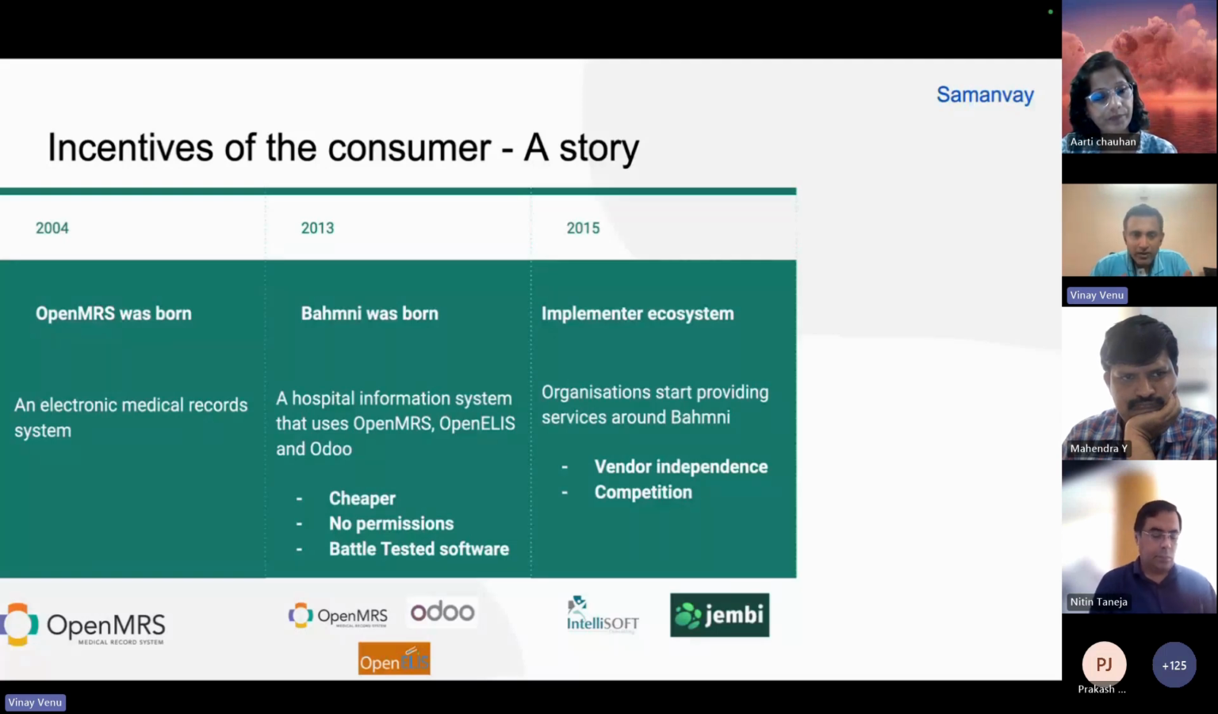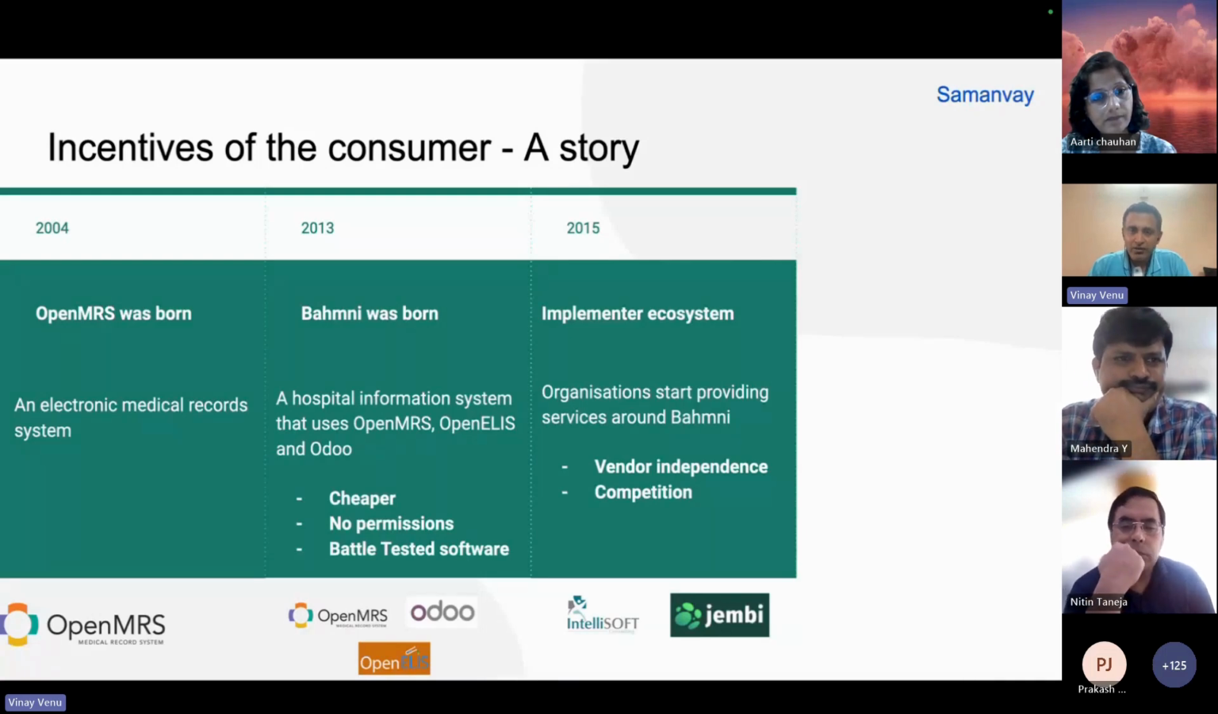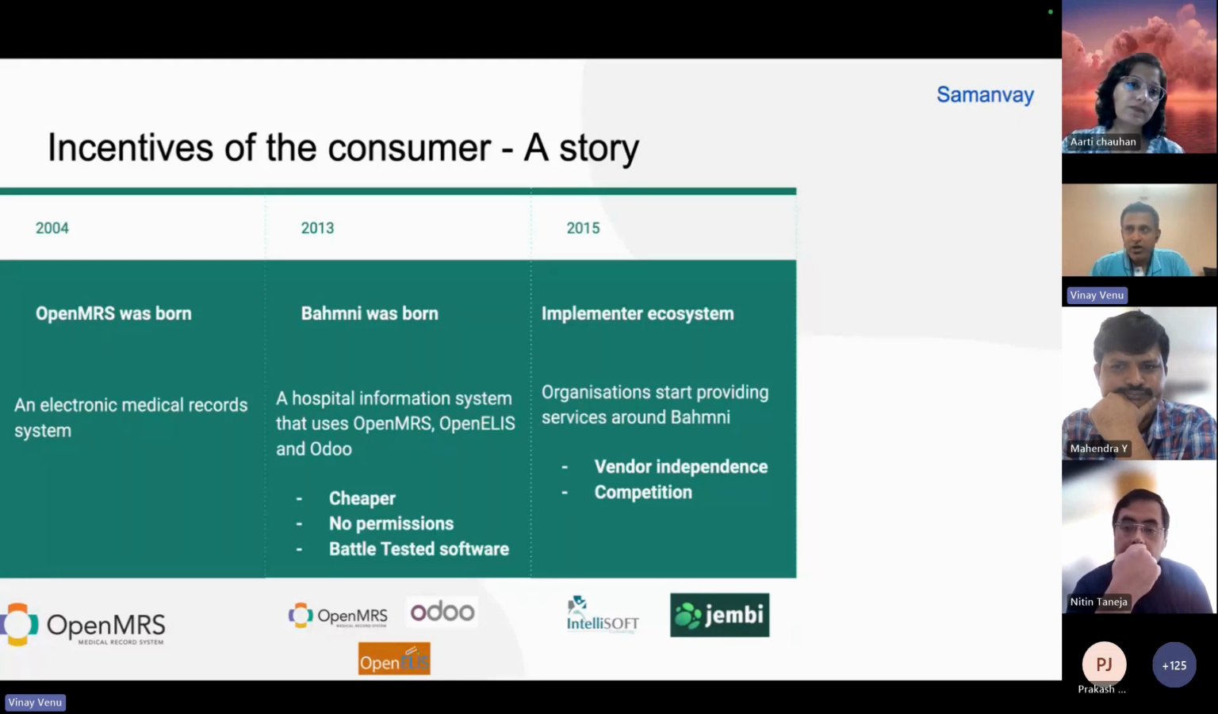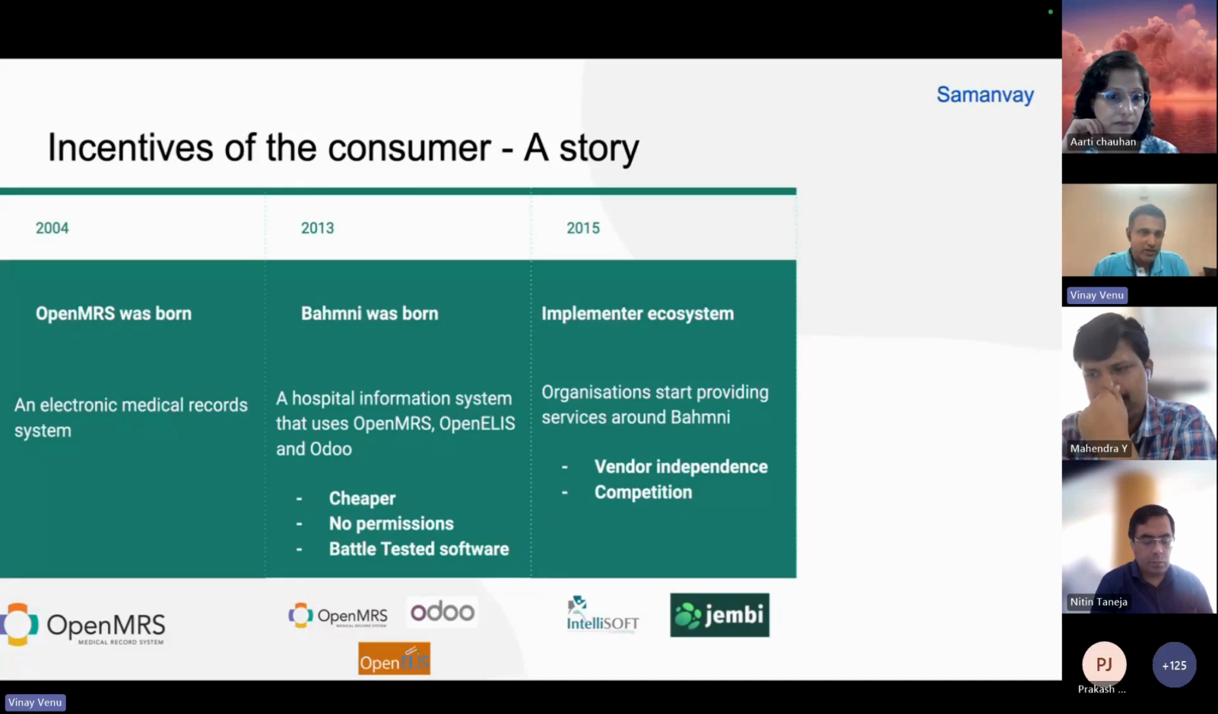Now you're going from one system to an ecosystem, right? Multiple organizations are now coming in. There is competition among them. There's also vendor independence. You could choose one vendor over another for the same product, and you could move your business elsewhere if somebody does not work for you, right? There is competition that happens, and that's in general good from a consumer's perspective.